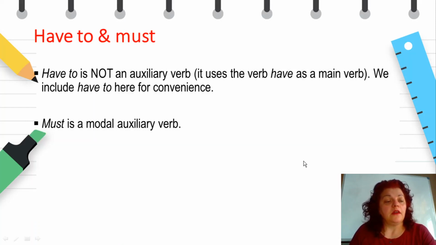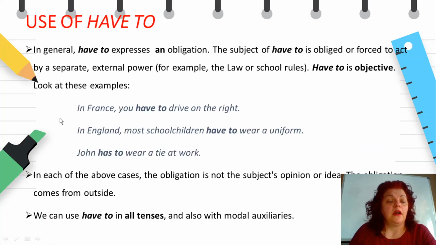Okay, another modal verb for today is have to and also must. Have to is not an auxiliary verb. It uses the verb have as main verb. We include have to here for convenience. Must is a modal auxiliary verb. Okay, when do we use have to?